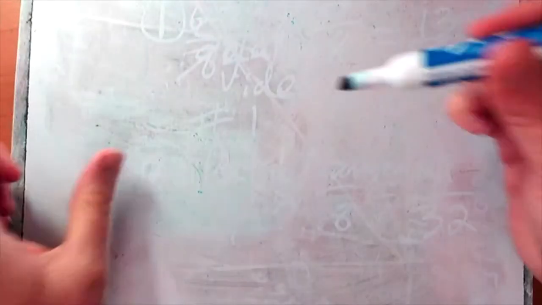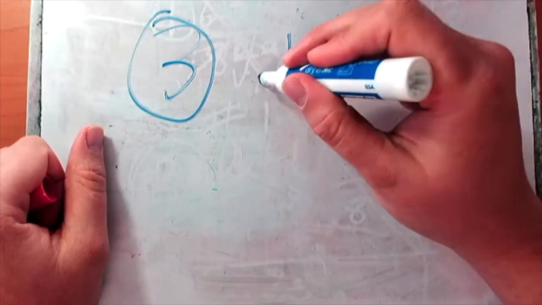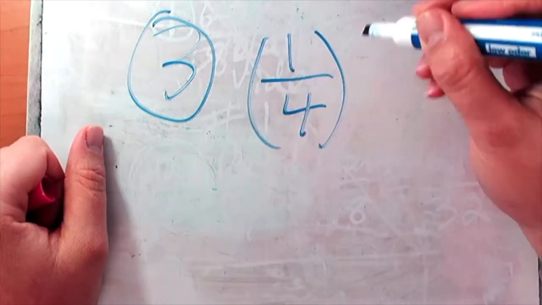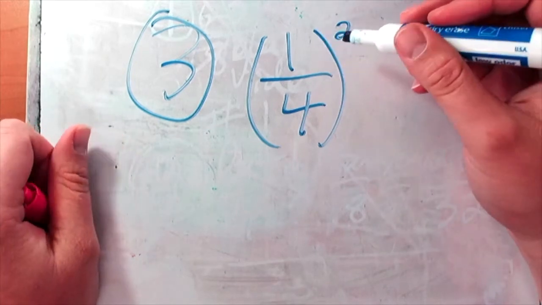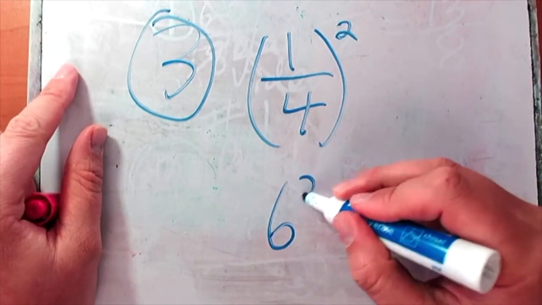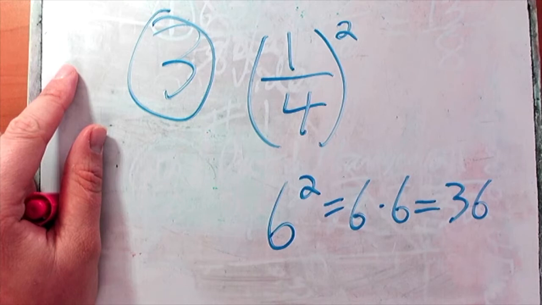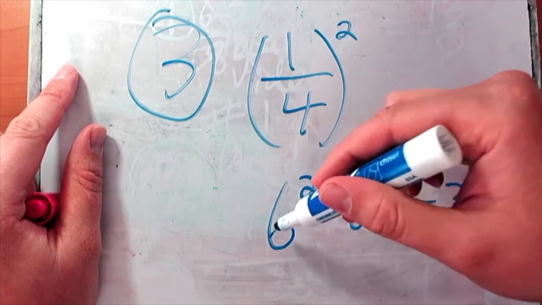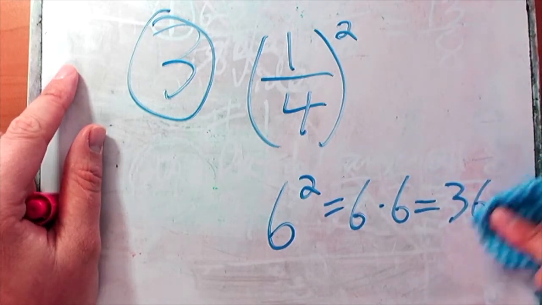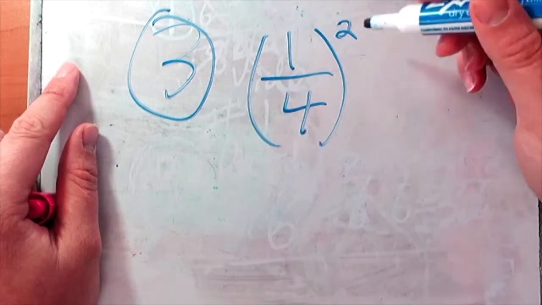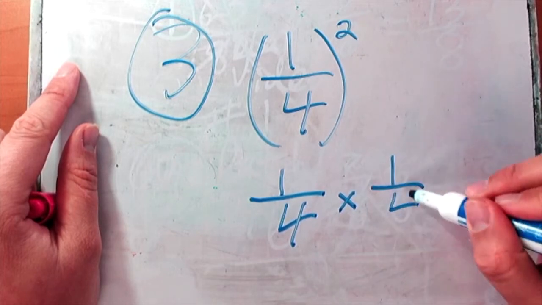Question 3, power rule. So question 3, we have 1 over 4 squared. What does this squared mean? Well, when we have, let's say, 6 squared, that just means 6 times 6, which is 36. So 6 squared is this thing times itself twice. And then you just multiply that together and you get 36. So using the same logic here, this is just 1/4 times 1/4.